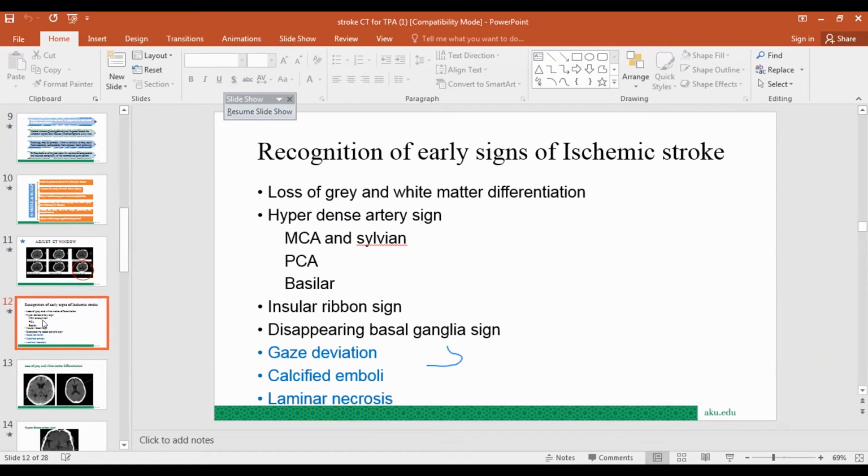So what are the signs of acute ischemic stroke? There is loss of gray and white matter differentiation. There are hyperdense artery signs, which may be MCA, Sylvian, PCA, basilar, then the insular ribbon sign, disappearing basal ganglia sign. Gaze deviation, calcified emboli, and laminar necrosis are not particularly early signs of acute ischemic stroke.